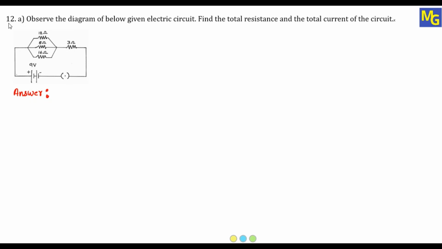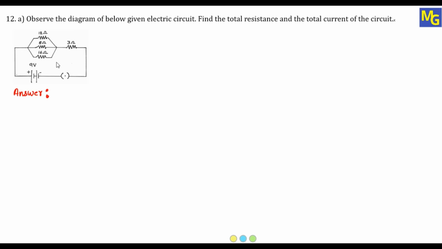The next is question number 12. In this we have A and B. So we will start with A first. Observe the diagram of the below given electric circuit. This is the circuit which is given. Find the total resistance and total current of this circuit.